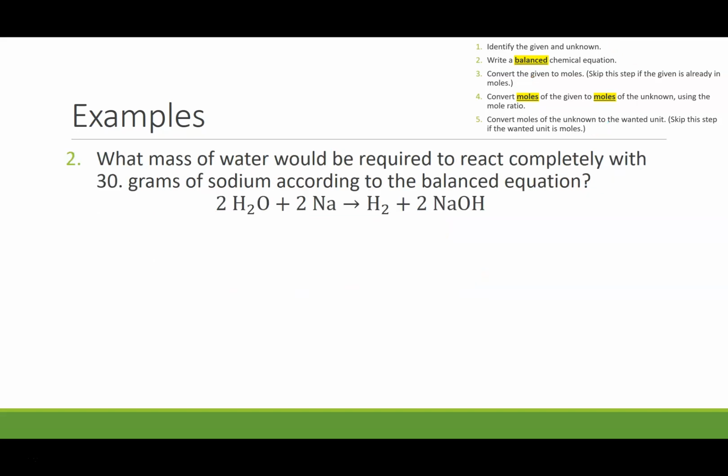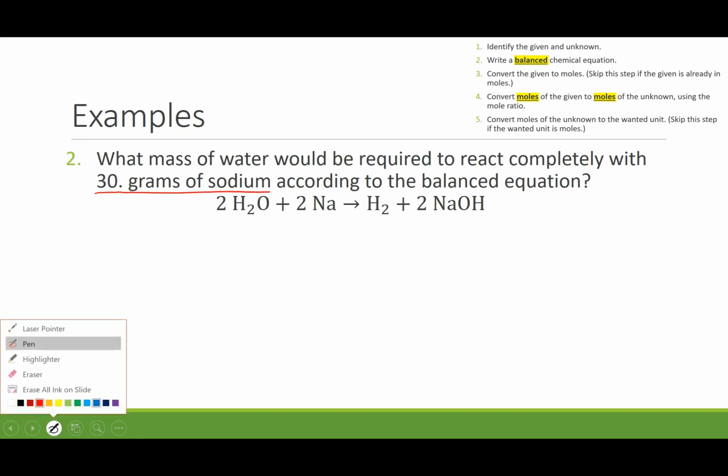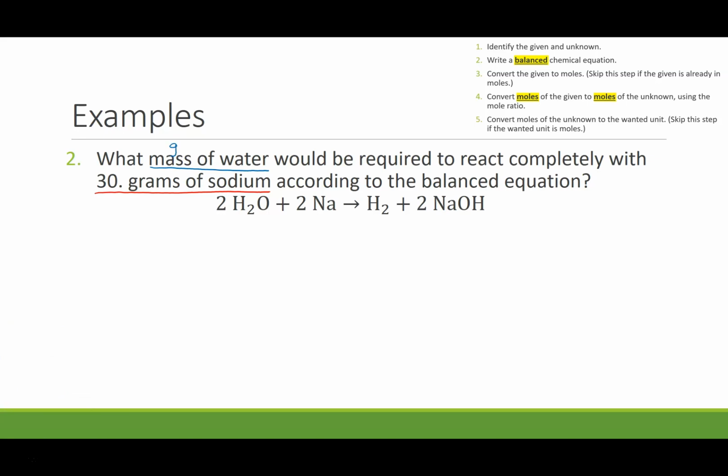Number 2, what mass of water would be required to react completely with 30 grams of sodium according to the balanced equation? 2H2O plus 2Na yields H2 plus 2NaOH. The first step is to identify the given and unknown. The given is 30 grams of sodium, and the unknown is mass of water. Remember that mass is measured in grams, so what we are looking for is grams of water. And we are done with the first step.